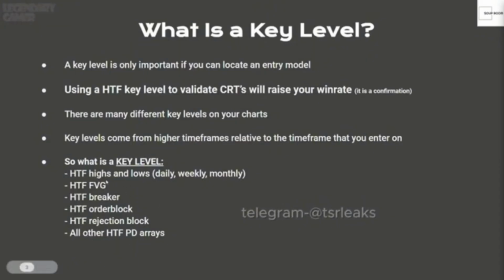High time frame highs and lows are just as important as the rest of these PD arrays. Not any high time frame high and low, but the daily, weekly, and monthly highs and lows. Those are all key levels. How do you find them? If you want a daily high and low, you go to a daily time frame, pick a specific high or a specific low, and extend your line out. Same thing with the weekly, same thing with the monthly.